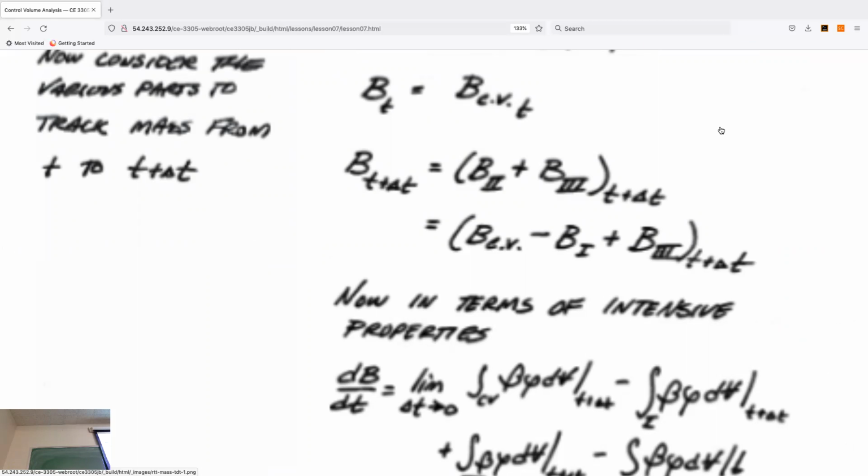system mass can't change because it's not allowed to, otherwise it would violate the principle of mass conservation. But we do know that the total mass in the system is contained in zones 2 and 3. There's none in zone 1. And so we can re-express B at time t plus delta t as the amount of mass in the control volume minus the volume that's vacated in zone 1, which it moved out of, plus the volume that it has occupied in zone 3, which it moved into.